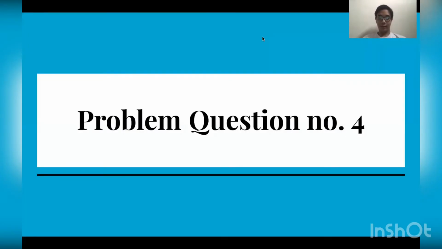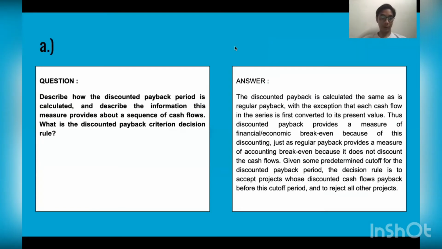Okay, so first of all, my name is Vito, and I'm going to explain the problem question number 4. Let's start with question number 1. Describe how the discounted payback period is calculated, and describe the information this measure provides about a sequence of cash flows. What is the discounted payback criterion decision rule?